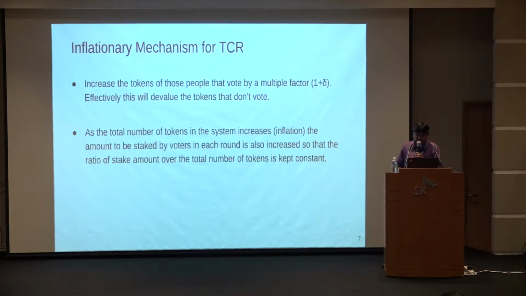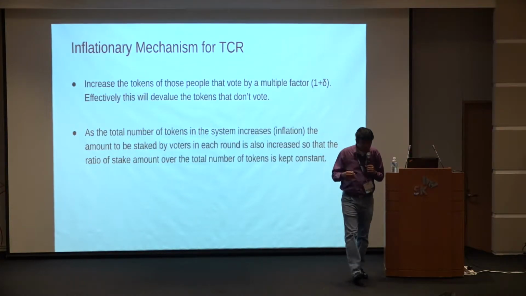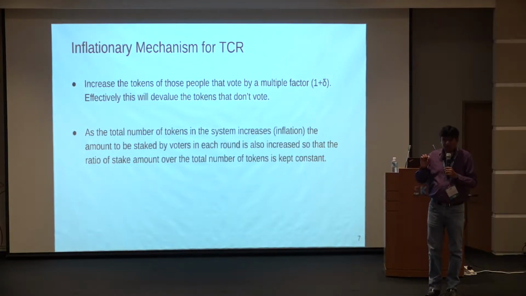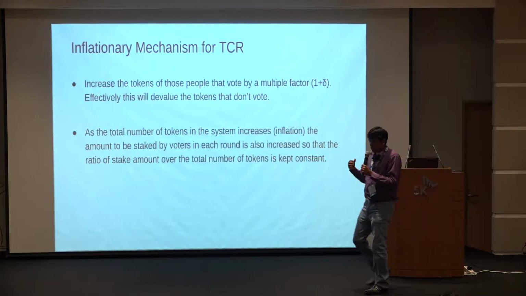So the solution that we propose here is to increase the tokens for the people that vote or that engage with the TCR list. What this will do is reduce or devalue the tokens of the people that don't vote. That is the inflationary mechanism that we propose in this paper. As you can see, as the total number of tokens in the system increases, the amount that is to be staked for a given item is also maintained constant in this model.